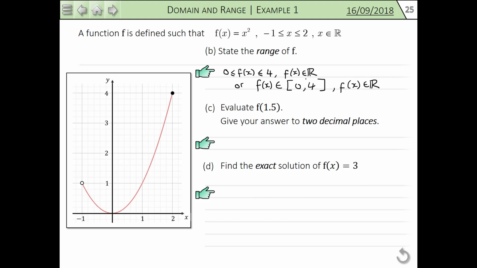A common mistake with these types of questions is that people forget to use f of x for the range and use x instead. So if you had written 0 is less than or equal to x is less than or equal to 4, you would actually lose marks for that.